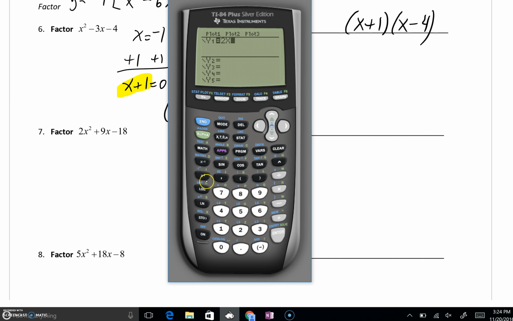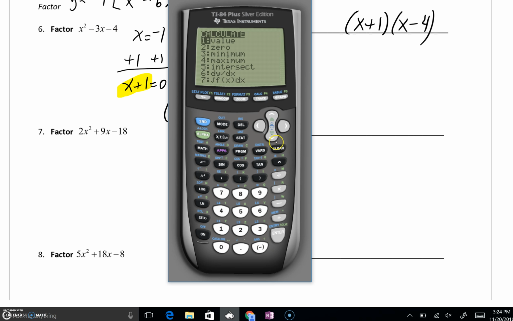As we move on to the second problem here, we'll just quickly clear this. Type in a 2x squared plus 9x minus 18. And if we hit graph, you can see it sure looks like we're going through, looks like 1, 2, 3, 4, 5, 6 perhaps, maybe -6.